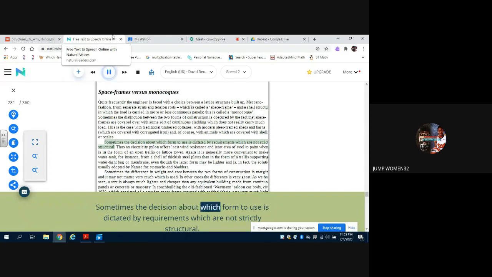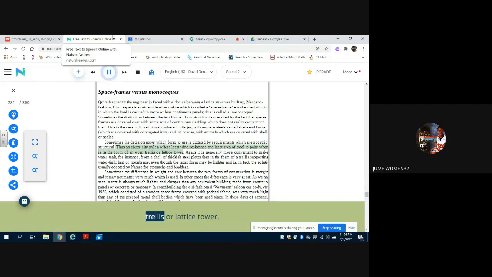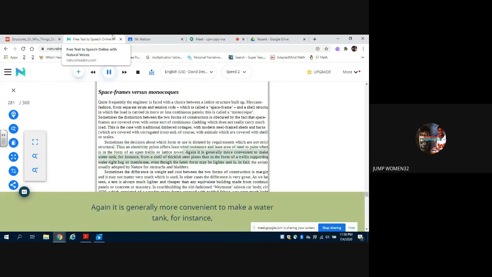Sometimes the decision about which form to use is dictated by requirements which are not strictly structural. Thus an electricity pylon offers least wind resistance and least area of steel to paint when it is in the form of an open trellis or lattice tower. Again, it is generally more convenient to make a water tank, for instance, from a shell of thickish steel plates than in the form of a trellis supporting a watertight bag or membrane, even though the latter form may be lighter and is, in fact, the solution usually adopted by nature for stomachs and bladders.